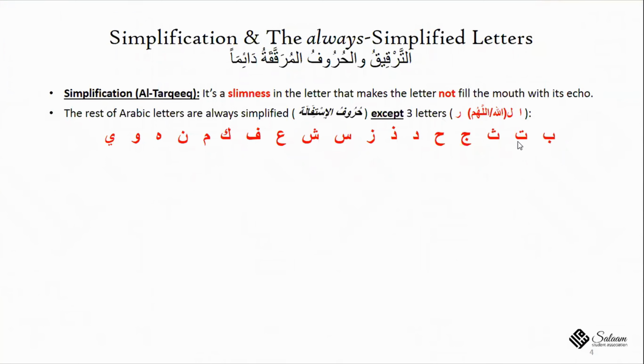The same thing with ta, tha, ja. Don't say jaw. Ja is simplified. Ha, da, dha, za, sa, sha, and so on. All the letters except the 7 that we discussed before are simplified. Add to them these 3 that we are going to come to later, inshallah. So these letters we are going to call muraqqaqa.